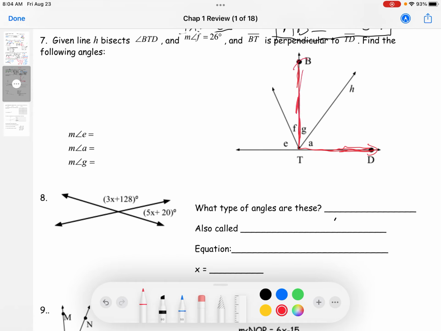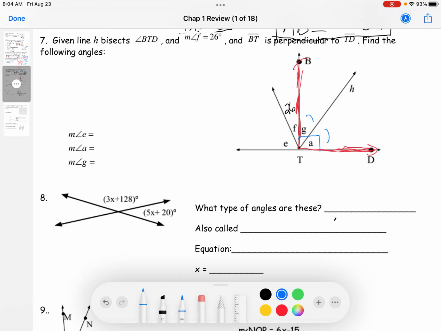And it says if angle F is 26 degrees, this angle is 26 degrees. And then BT is perpendicular to TD. And then, yeah, so we're going to go from there. Okay, and then does it say anything? Yep, H bisects it. So that means these two angles are equal to each other. Find the following angles. Okay, so this is 90 degrees. Okay, that means that this other side is also 90 degrees.